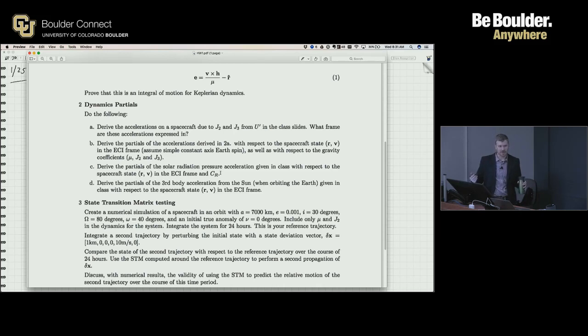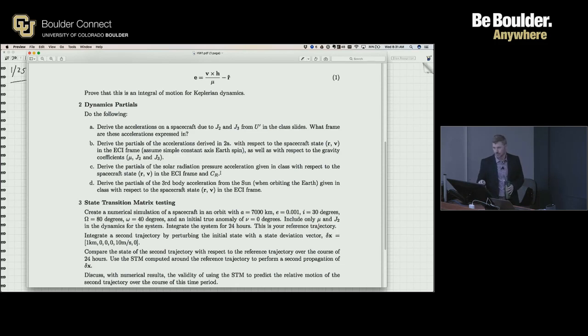So take the partials of those same accelerations with respect to the spacecraft state in the ECI frame, and we're just going to assume that the Earth is spinning about the constant z-axis, okay? So we'll talk about frames a little bit today, but we're just using the simple concept of the ECEF frame, Earth-centered, Earth-fixed, centered at the same point as the ECI frame. ECEF spins around a fixed axis with respect to ECI, so we don't have to do any complicated polar motion. You need the partials in the ECI frame, though, because that's where we're going to typically be fitting our orbits. We're going to fit the ECI state of our spacecraft when we do OD, okay? So do that, and also take the partials with respect to the gravity coefficients mu, J2, J3, okay?